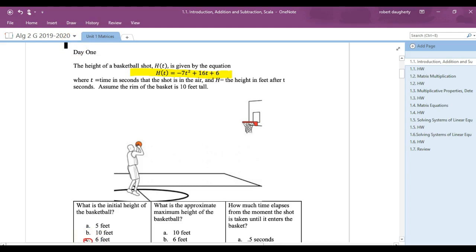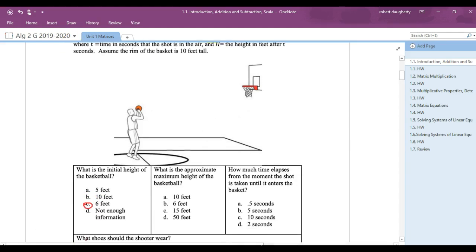So again, you'll figure this out. That one's pretty simple to figure out. What is the approximate maximum height of the basketball? Okay, how high is the basket right here? I told you how high that was. 10 feet. What kind of path does the ball usually take? Yeah, it's parabolic. It usually goes higher and then it goes in the basket. So, which of these is the maximum height? Do you think 6 feet would work? No, 10 feet.